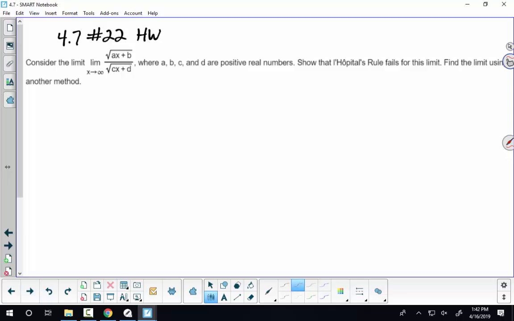And we see that if we directly substitute in for that limit, what would our limit approach? Infinity over infinity, right? Numerator a times infinity plus b is infinity, or if you will, the square root of infinity over the square root of infinity, which is infinity over infinity. Okay, so then we say, well, infinity over infinity is something L'Hopital's rule applies to, so let's just apply L'Hopital's rule and see what happens.